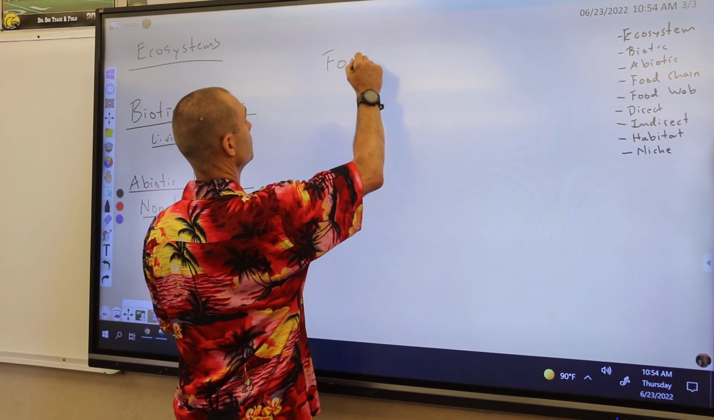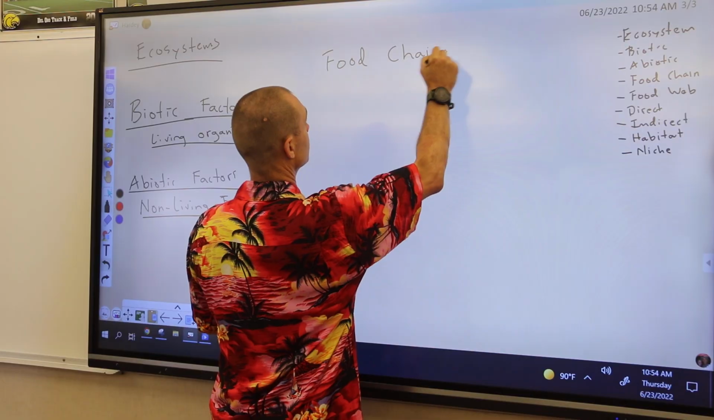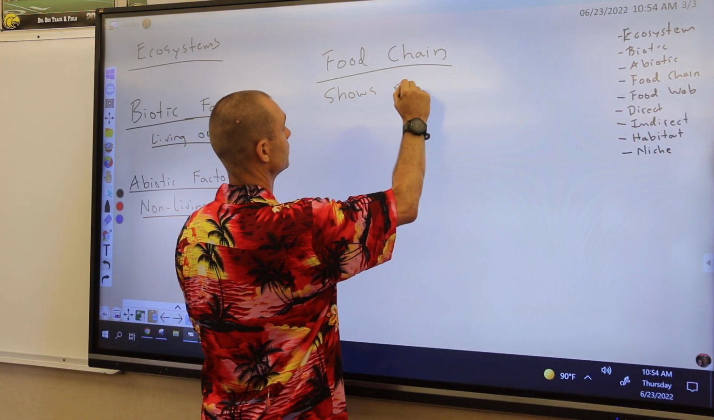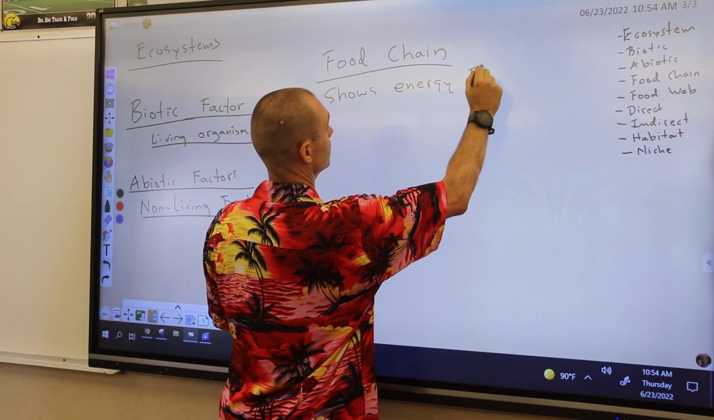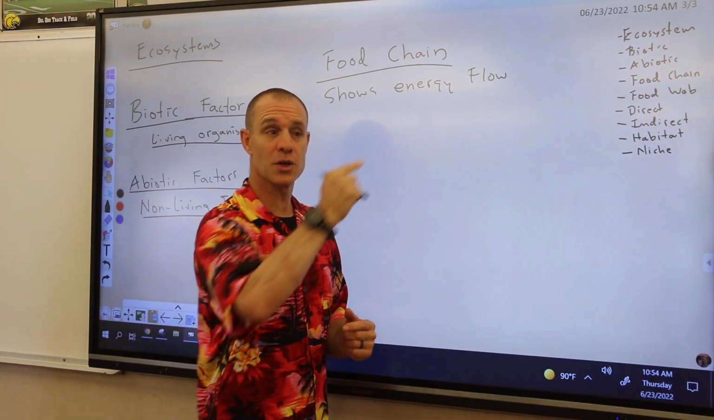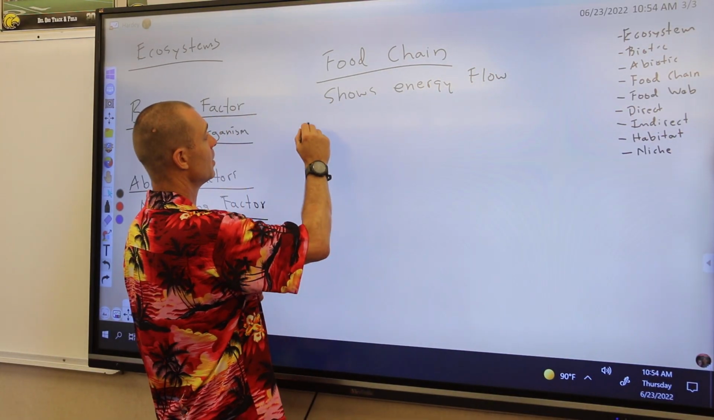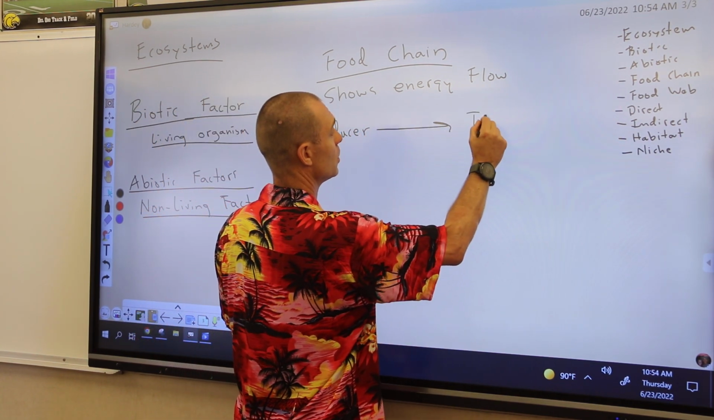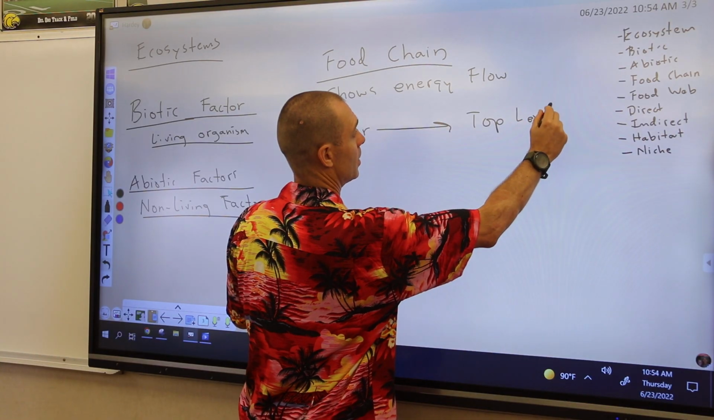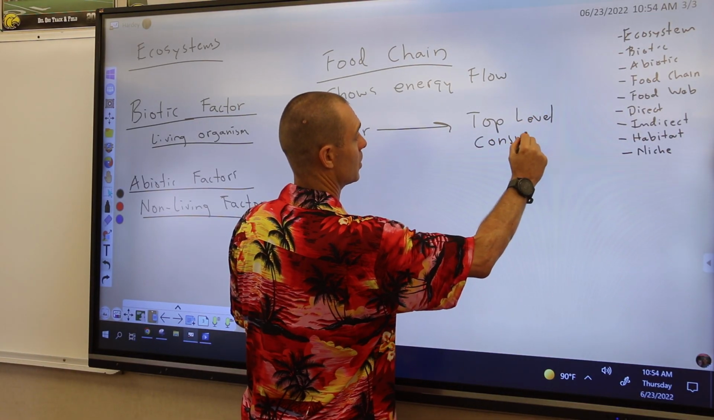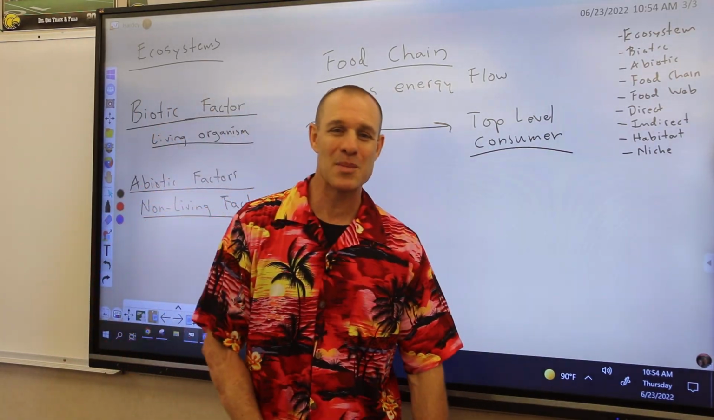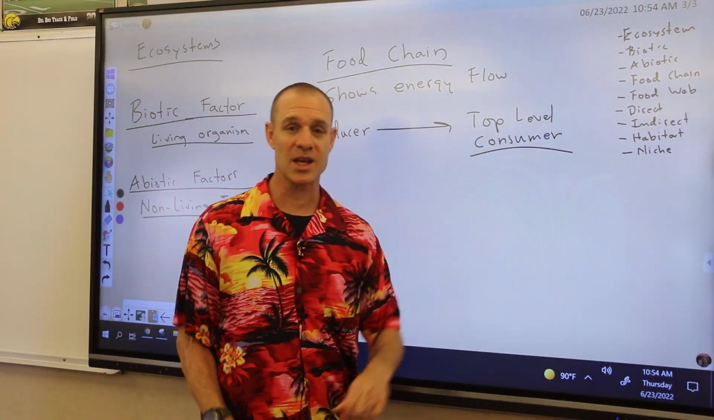A food chain just shows energy flow from the producer all the way to the top level consumer. So your producer to your top level consumer. Once again, we have vocabulary here. What is a producer? What is a consumer?